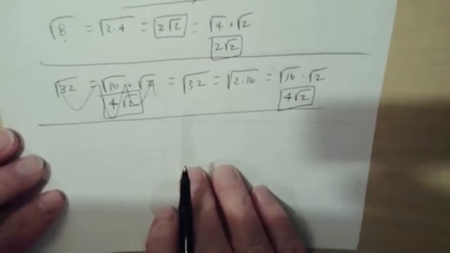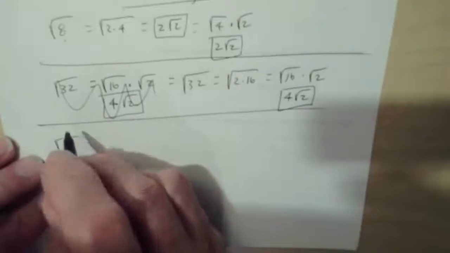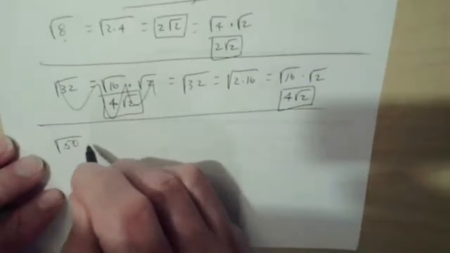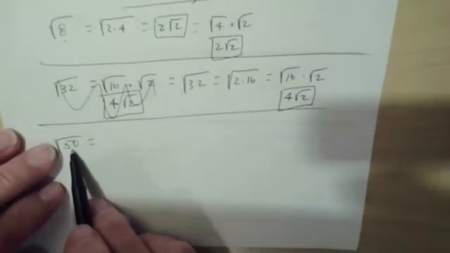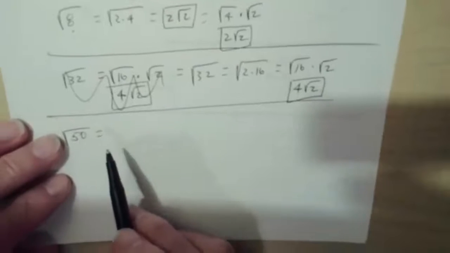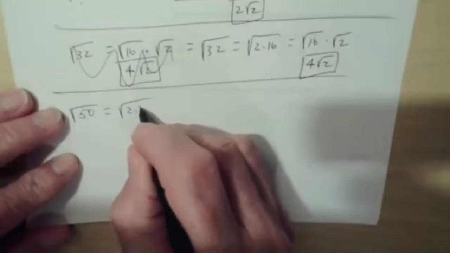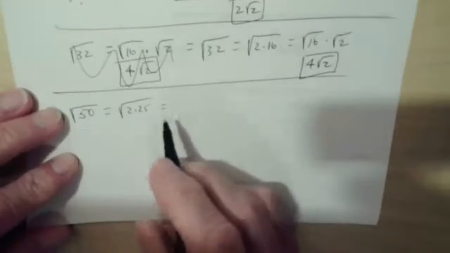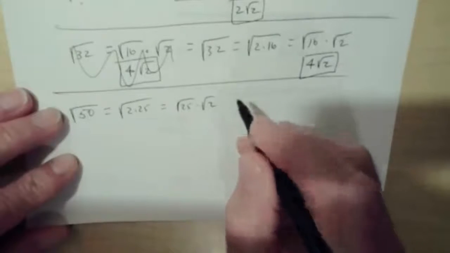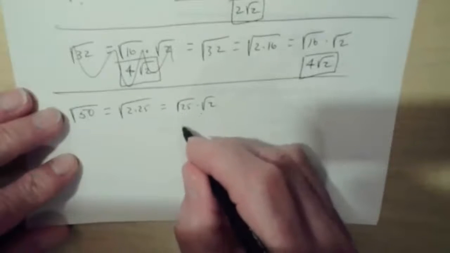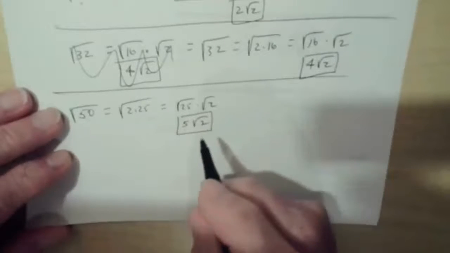Okay? Now, what if we have the square root of 50? Divide by 2 and you get 25. 25 is a perfect square. Square root of 2 times 25. Or we can write the square root of 25 times the square root of 2. Square root of 25 is 5 times the square root of 2. Okay?